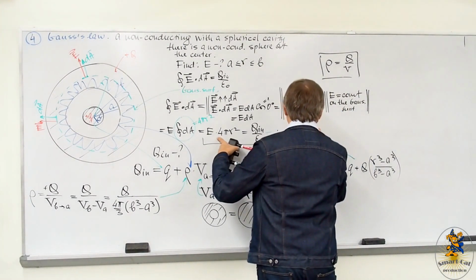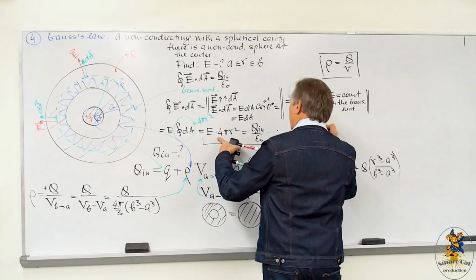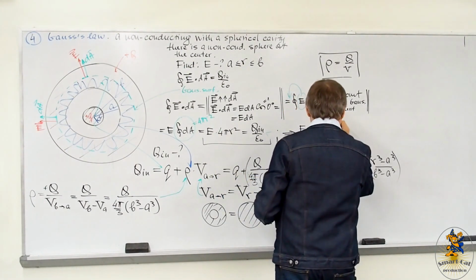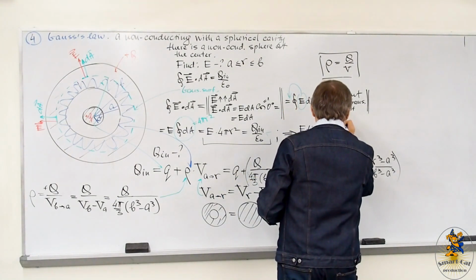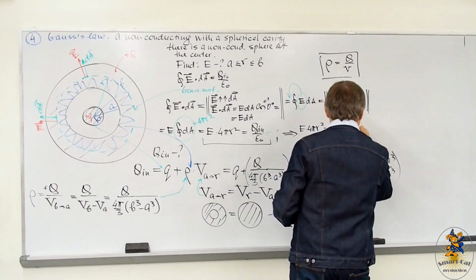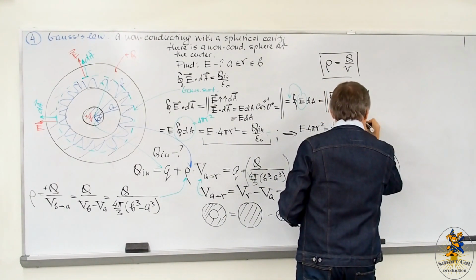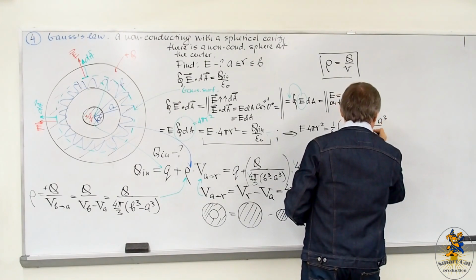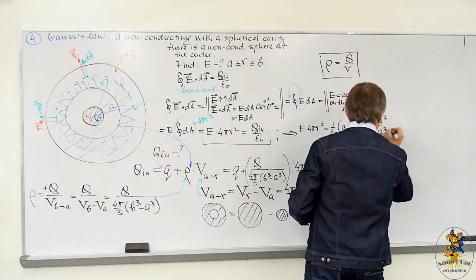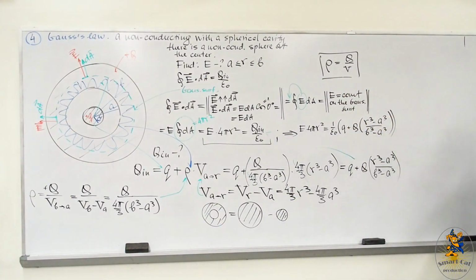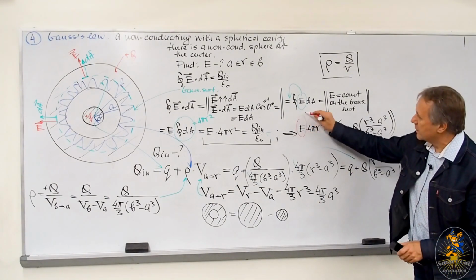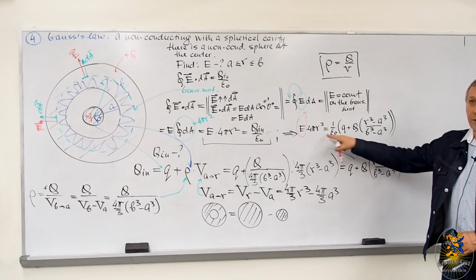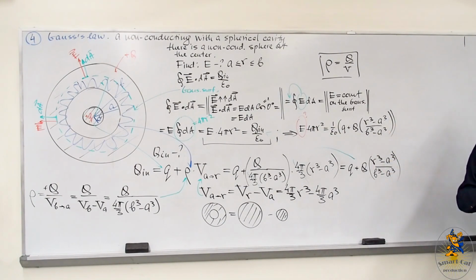E times 4 pi r squared equals 1 over epsilon naught, and our ugly expression, r cubed minus a cubed. And now get the solution. Okay, so our unknown is over here. So we just need to move this 4 pi r squared to that side and the problem is solved.